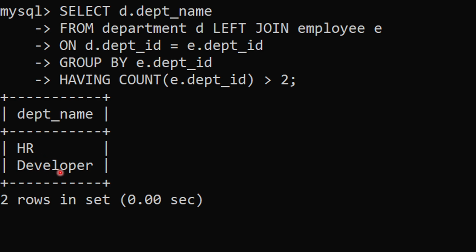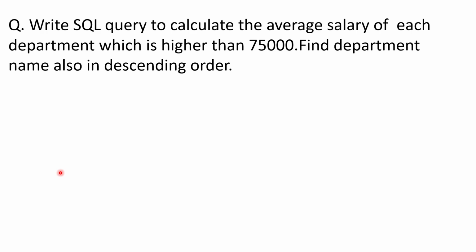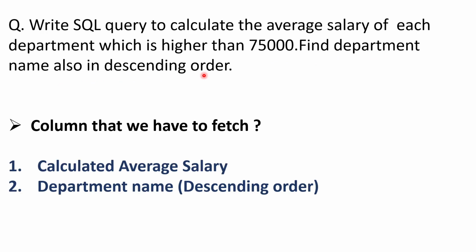Now our next query is to write a SQL query to calculate the average salary of each department which is higher than 75,000, and find the department name also, in descending order. So here we have to fetch two columns, that is the calculated average salary and the department name, in descending order. And the condition is that the average salary of the department should be more than 75,000.